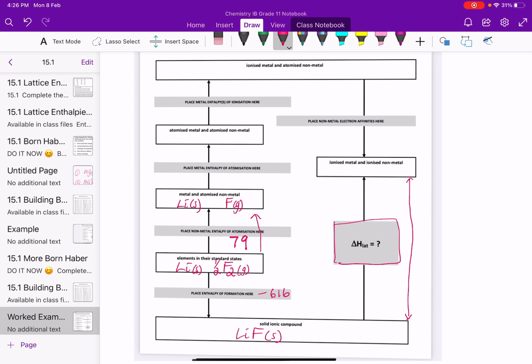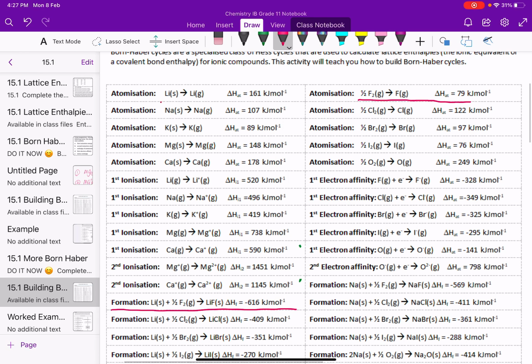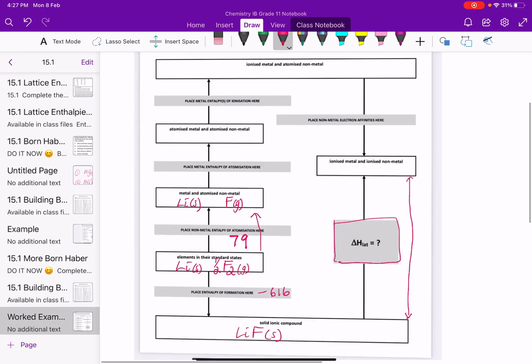The next stage, place the metal enthalpy of atomization here. So the lithium is our metal. This is its enthalpy of atomization, 161. So 161 represents an energy move in that direction, and it represents lithium solid turning into lithium gas. Atomization, gaseous atoms. The fluorine, nothing's happened to the fluorine. It's exactly the same, one thing at a time.